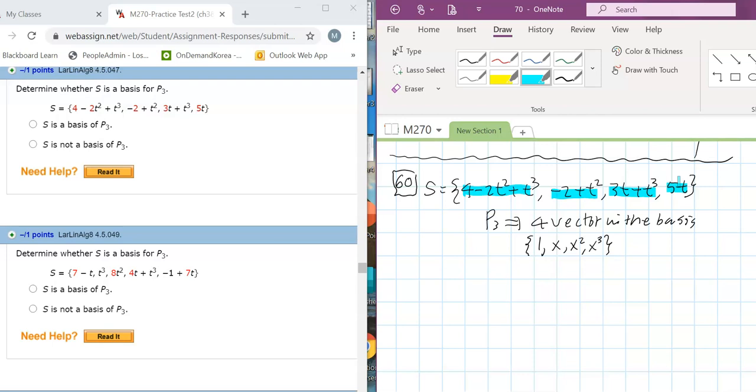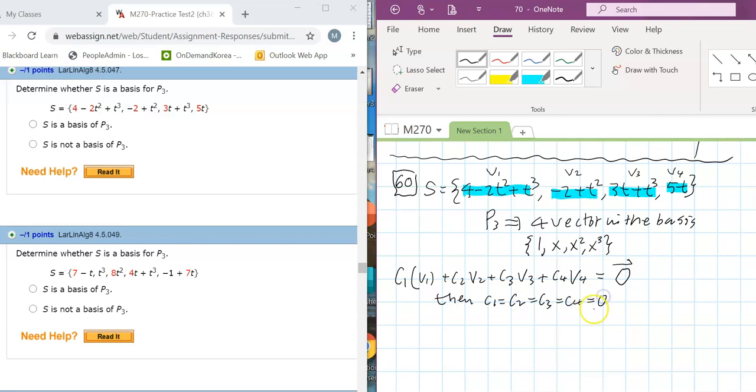all of P3. So what we need to do? We need to check whether, if I call this V1, V2, V3 and V4, C1 V1 plus C2 V2 plus C3 V3 plus C4 V4 is the 0 vector, then C1, C2, C3, C4 must be all 0. Then it spans P3, okay? Then it is a basis.